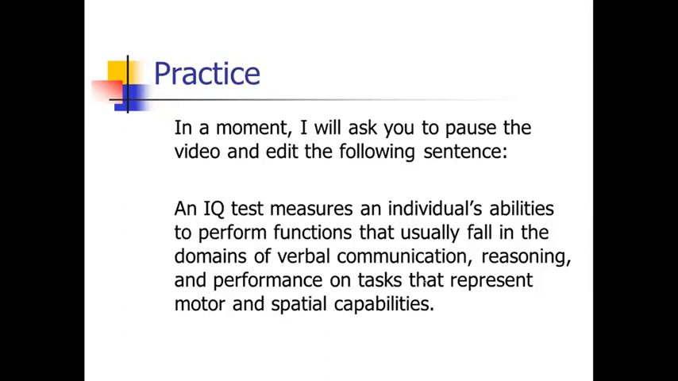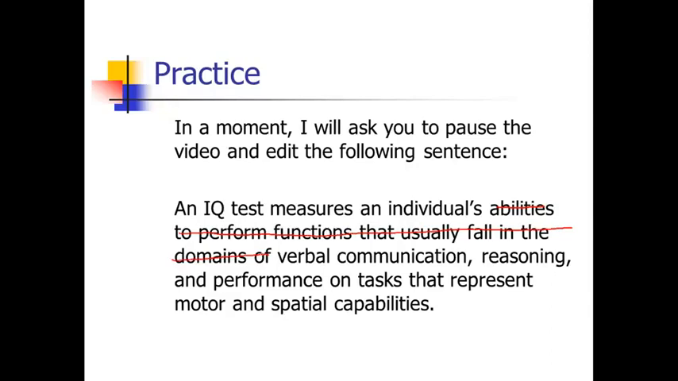All right, so here's what I did on this sentence. So an IQ test measures an individual's, and then we get abilities to perform functions that usually fall in the domains. This is kind of very wordy. How about we just get to what the test measures? An IQ test measures an individual's, I'm going to get rid of all of this. An IQ test basically measures an individual's verbal abilities, right? So we could just say that at the end.